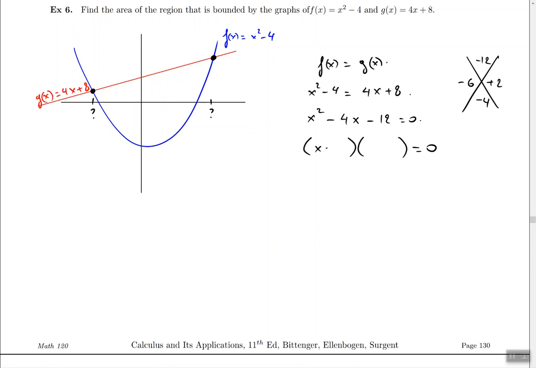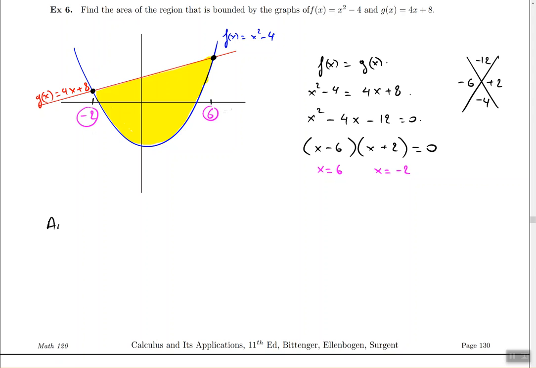So x minus 6 and then x plus 2 are the factors, which means that my first number should be a 6, my second number should be a negative 2. So it makes sense for the negative 2 to go first on the graph, so that's the left one, and it makes sense for the 6 to go on the right of the graph, so that's the last one. And so the region that we care about is the region surrounded by the parabola and the line and those two values. So basically this region that I'm highlighting in yellow.